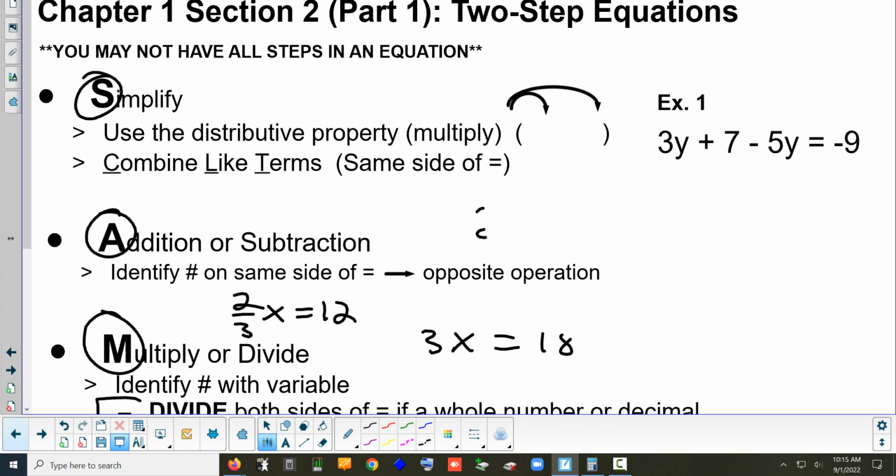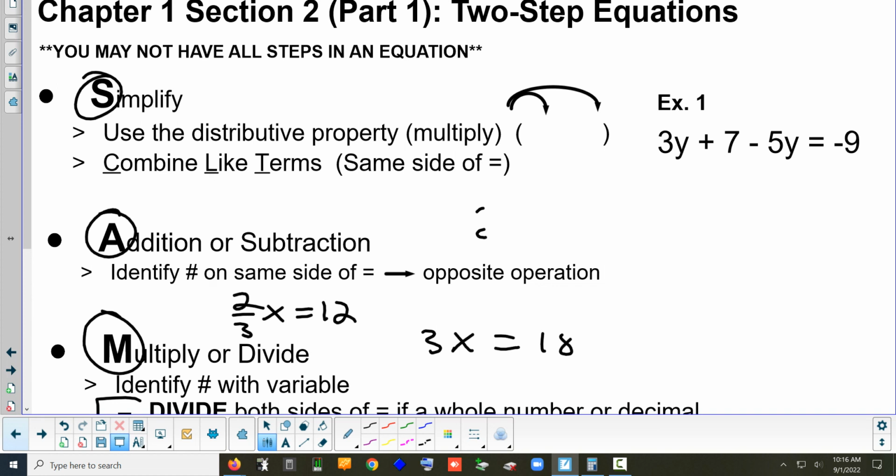What's the first thing we look for under simplify? Oh, Joe? Like terms? That's the second thing we look for. But that is under simplify. Parentheses. Yeah. Parentheses, which would tell you would have to do what property? Distributive. Yeah, distributive. Do we have parentheses in this one?